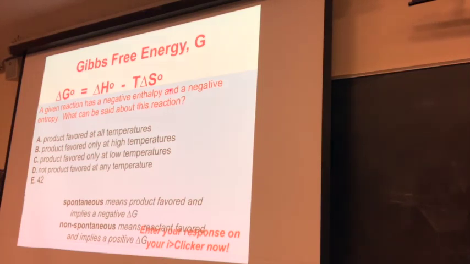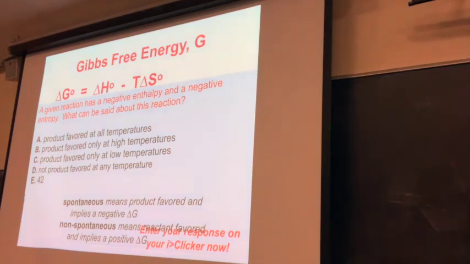Now, if enthalpy is negative and entropy is negative, which one of those wants the reaction to occur? Like, which one is going to contribute to a negative delta G mathematically? Good, the enthalpy. That's right. If enthalpy is negative, negative delta H is going to add to a negative delta G. Negative delta H's are exothermic. Those want the reaction to occur.